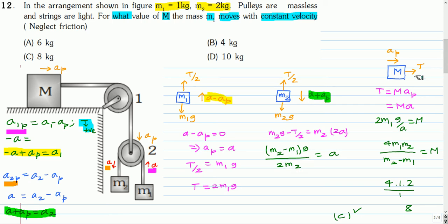Free body diagram of the mass capital M: tension equals M into ap, and ap is the same as a. So from this we get capital M as 2m into g by a, and g by a you can get from here as 2m2 divided by m2 minus m1. So using that we get capital M as 8. Small m1 is 1 kg and m2 is 2 kg. So using that we get the value of capital M as 8. So the correct option is option C.